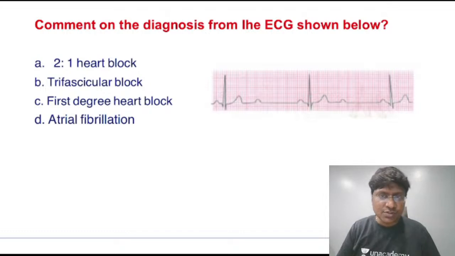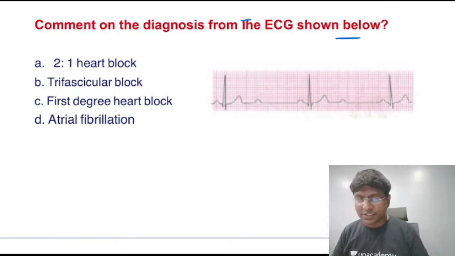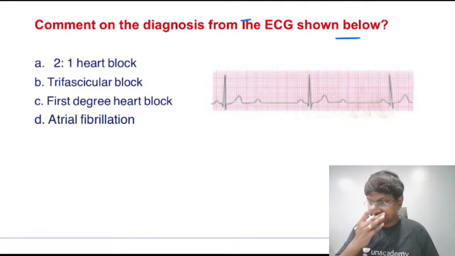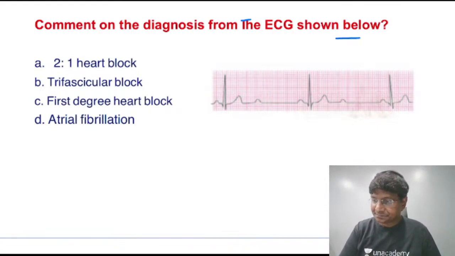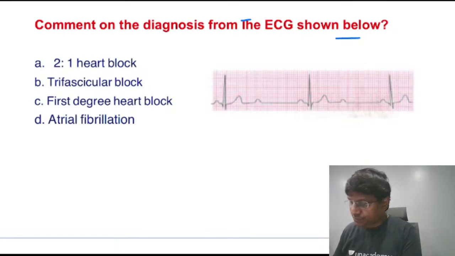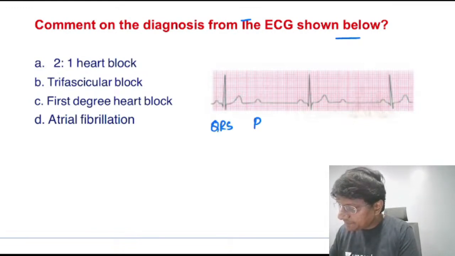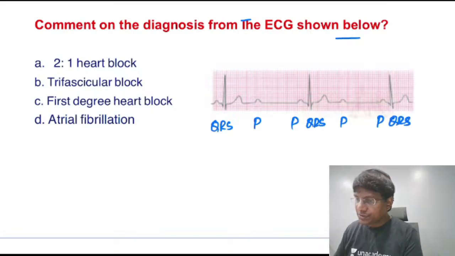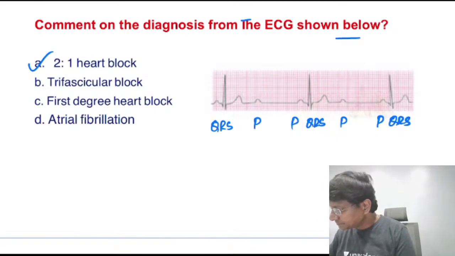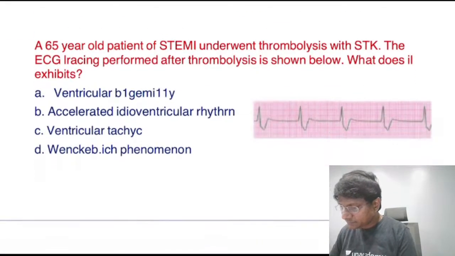Comment on the diagnosis of the ECG shown below. 2:1 block, trifascicular block, first degree heart block, atrial fibrillation. So yes, very good, Sushant. So this is a QRS complex. You have a P wave, you have a P wave, then QRS complex, you have a P wave, you have a P wave, and then QRS complex. So this is suggestive of the 2:1 block. Okay, right. Now we will move on to the next one.